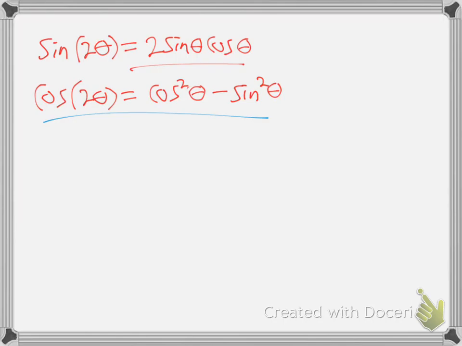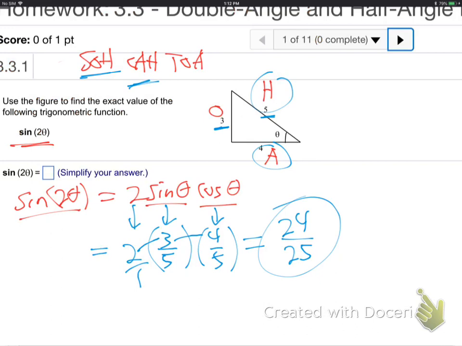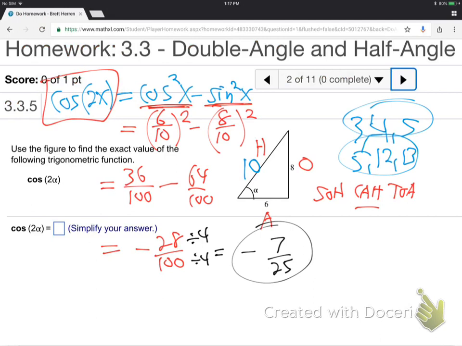So the first one, we're using these two formulas right now. If they give me sine of double an angle, I just do that. And if they give me cosine of double an angle, I do that other formula. Right? And I just plug in, and then I just use the triangle and do the SOHCAHTOA thing to find those. Okay. Let's keep going then.